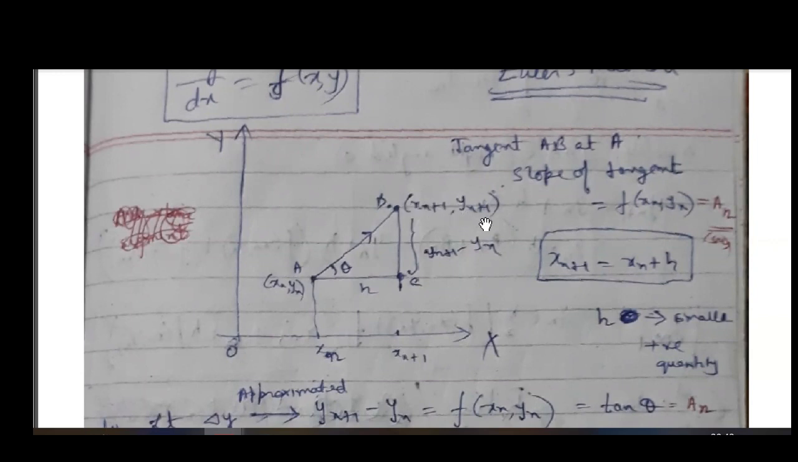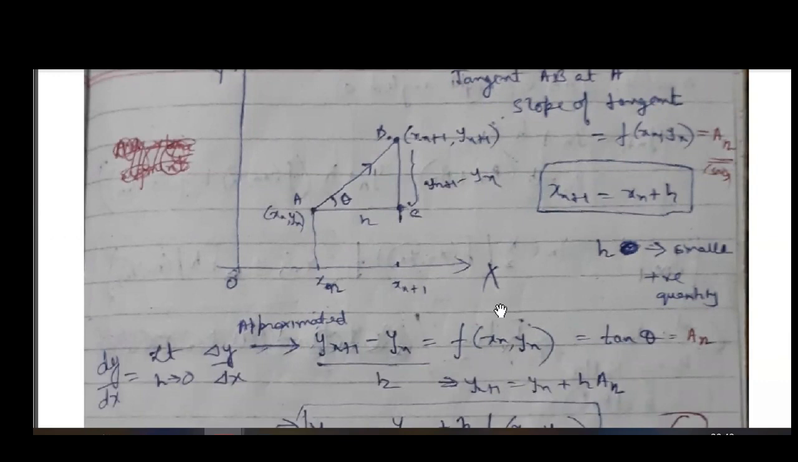So what is our main motive? Our main motive is to find out the value of y at the point xn plus 1. So we are drawing a line segment from xn, yn to the neighboring point, which will obviously be xn plus 1, yn plus 1, the next iteration. This much BC is nothing but the difference yn plus 1 minus yn. So if this is the case, now you consider the right angle triangle and apply the simple rule of tan theta.